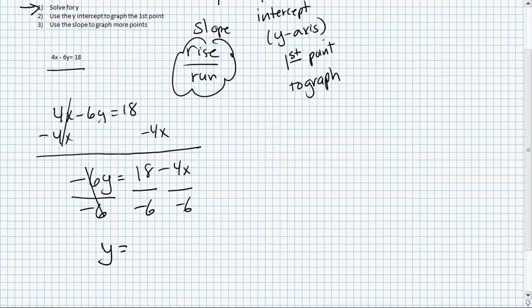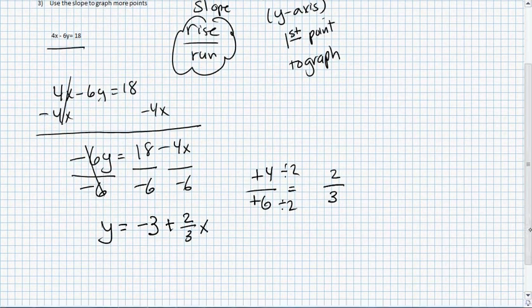So now I have y left on the left. 18 divided by negative 6 is negative 3. And negative 4 divided by negative 6, that's really a fraction I could reduce. The negative divided by a negative becomes a positive, and then I'll divide top and bottom by 2 and get 2 over 3. So y equals negative 3 plus 2/3 x.